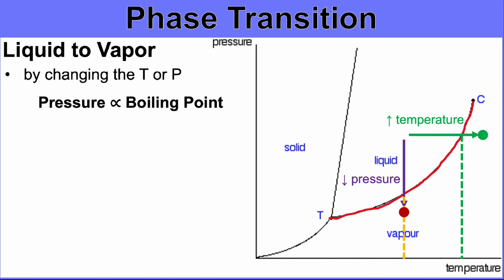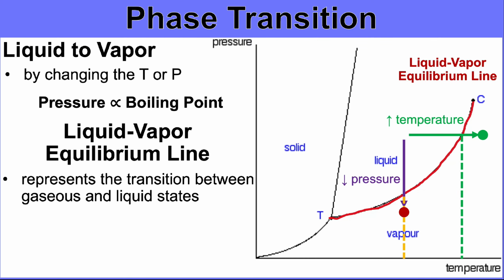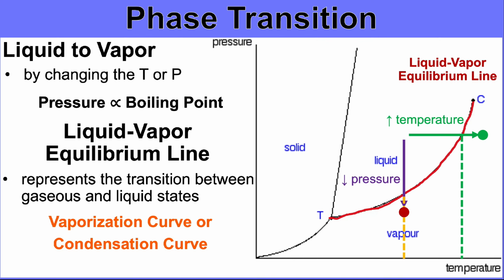So again, we call this the liquid vapor equilibrium line. Okay, so some references call it the vaporization curve or the condensation curve. So this line or curve represents the transition between gaseous and liquid states. Vaporization because the liquid becomes gas. Condensation because the gas becomes liquid.